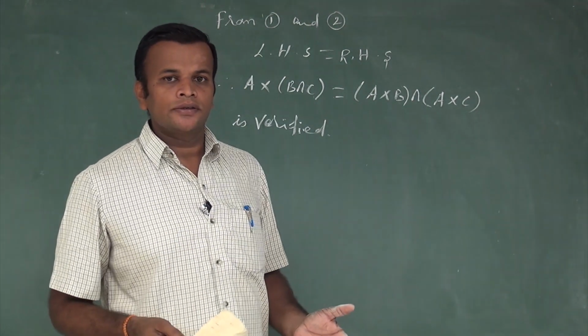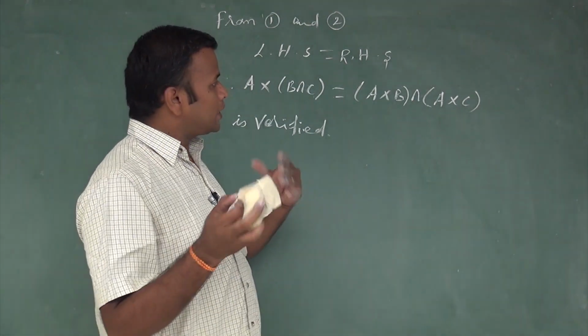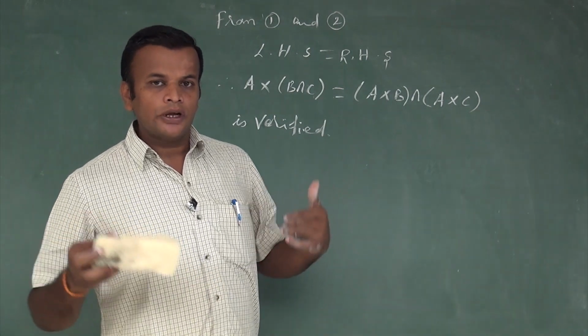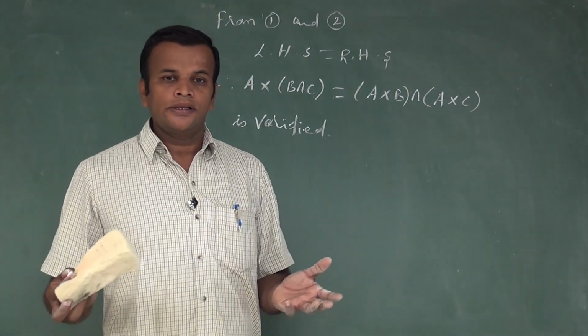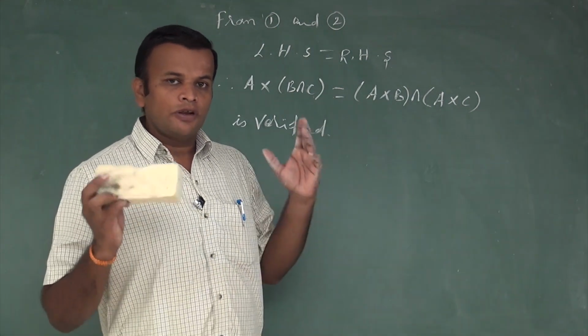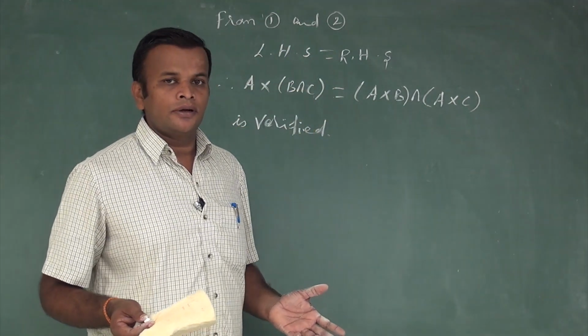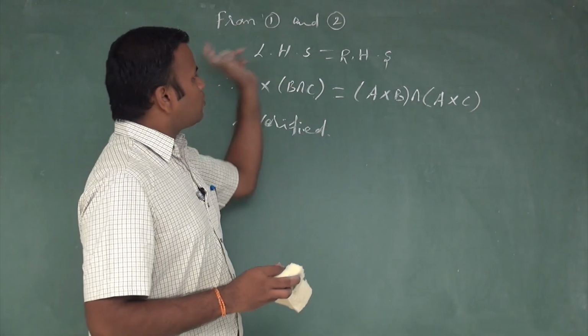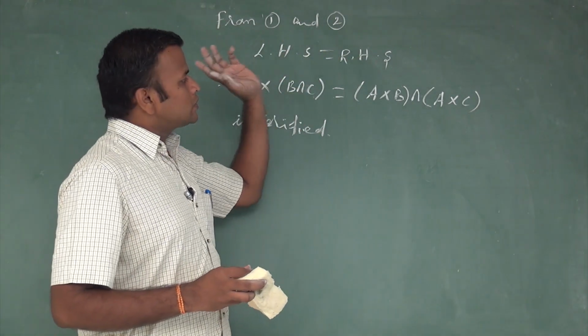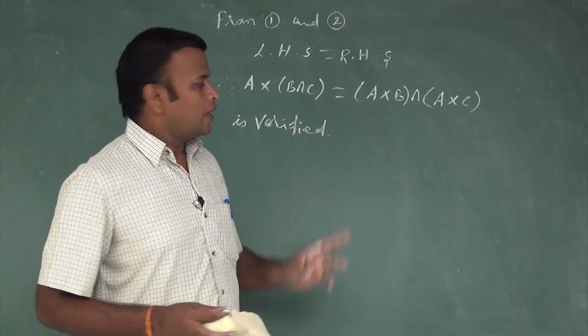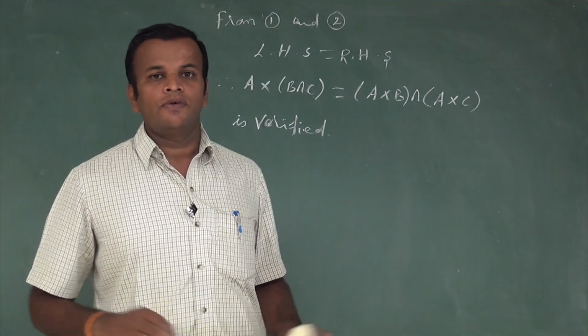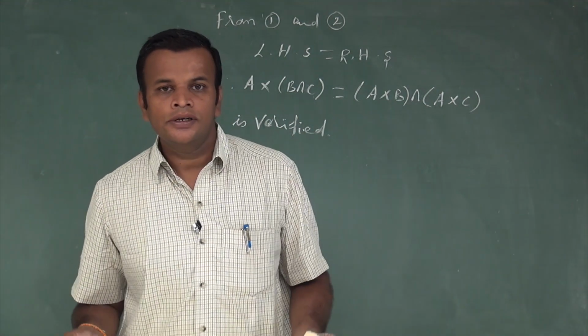How to verify? We can't verify. So how to write the conclusion? Suppose both are not equal in a verification sum, LHS and RHS are not equal. The conclusion is: from 1 and 2, LHS is not equal to RHS, and the given statement is not verified. So that is the conclusion.